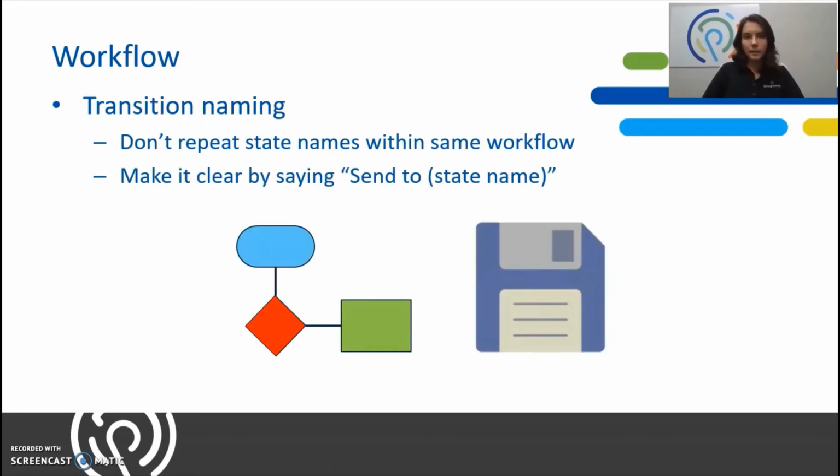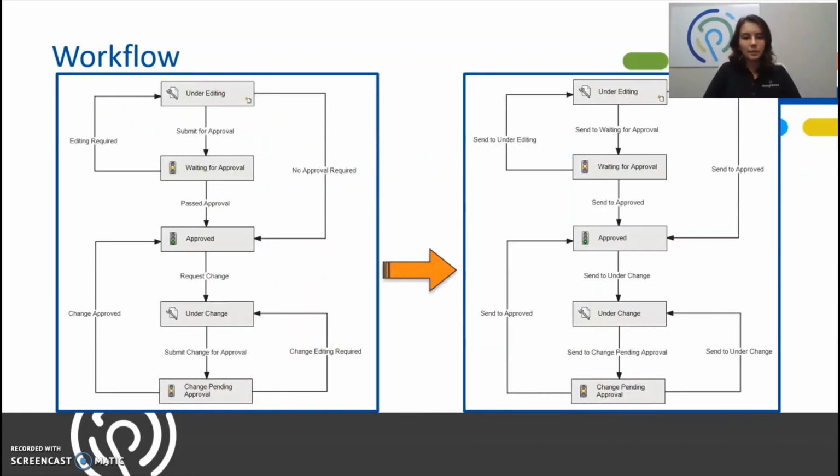When we're naming our transitions and our states, we want to make sure that we don't use the same name two times or three times, because then it can get confusing as you're working in your vault. We also typically recommend that when we're naming our transitions, we name them as send to the next state name. I'll show you what I mean. On the left, I have the typical workflow. This is the default one that comes in there. And what I did was I renamed all of the transitions to send to next state name. That makes it pretty clear what you're going to do when you're working in the vault.